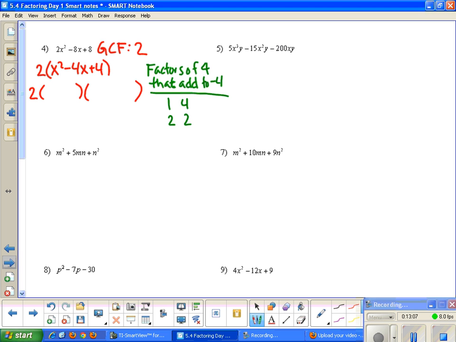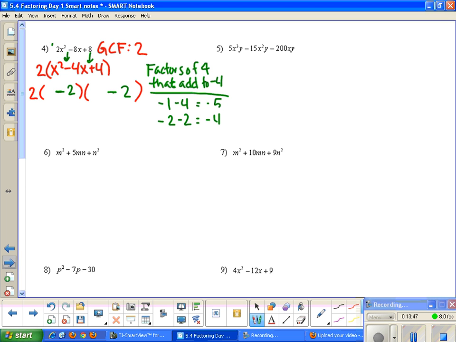For this one, since I have a plus sign here, I know my signs are going to be the same. Since my middle sign is negative, my signs are going to be both negative, because a negative times a negative gives you a positive last term, and a negative plus a negative gives you a negative middle term. If I try both terms negative, like negative 1 and negative 4, that gives you negative 5, so that doesn't add up to negative 4. If I did negative 2 minus 2, I get negative 4. So negative 2 and negative 2 are going to be my terms that go in here.